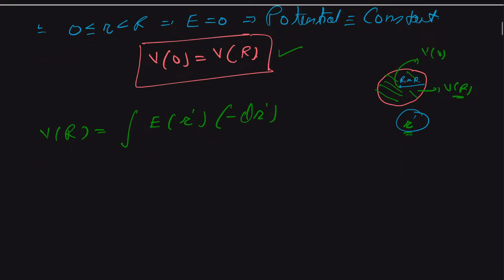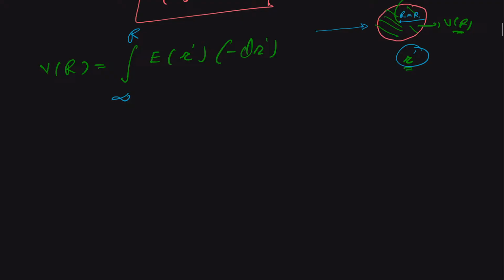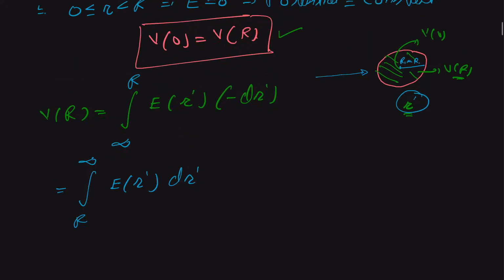The limits will be from infinity to r. So we are going to integrate inward from infinity, moving from infinity to the spherical shell. Because of this negative, we can rewrite this as the integral from r to infinity of E(r') dr'. And here we are having two spheres.